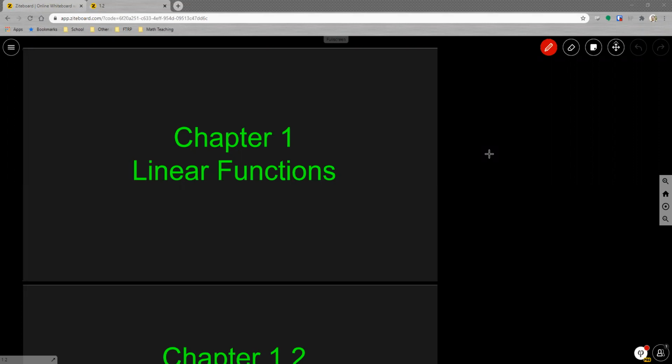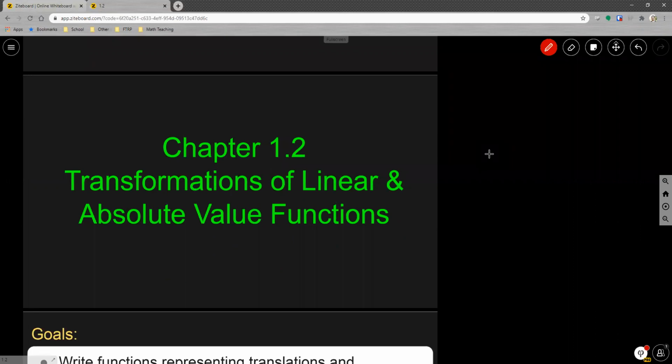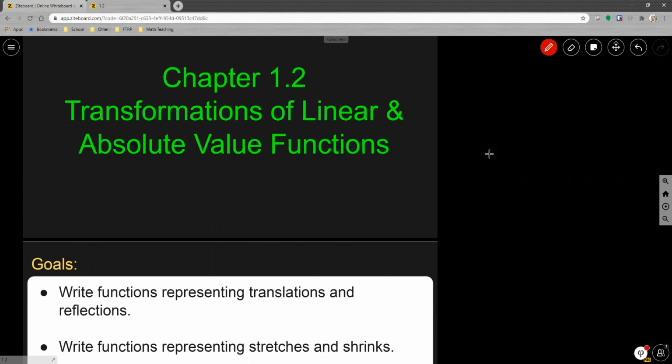As you recall, Chapter 1 is linear functions, and we're moving into Chapter 1.2, which is more about transformations of linear and absolute value functions. We're going to be expanding a little bit on what we talked about in 1.1, have some review as well, and hopefully this will help you firm up your understanding of how these different transformations all work.